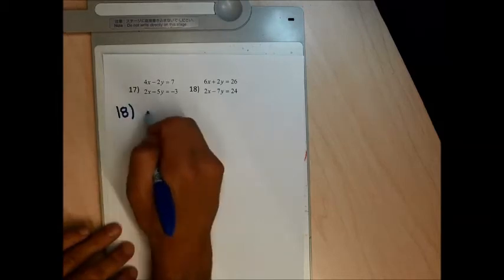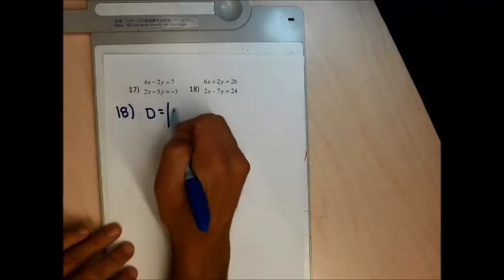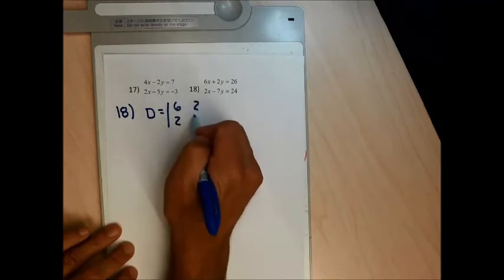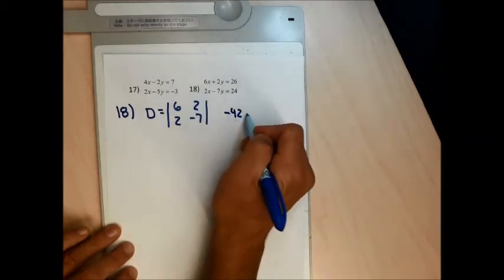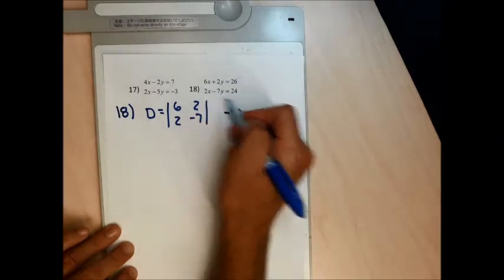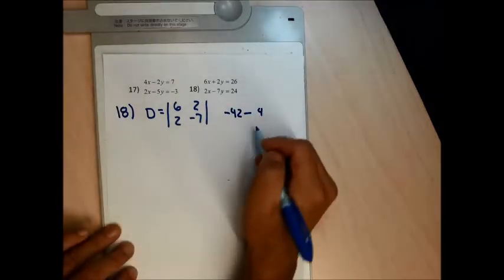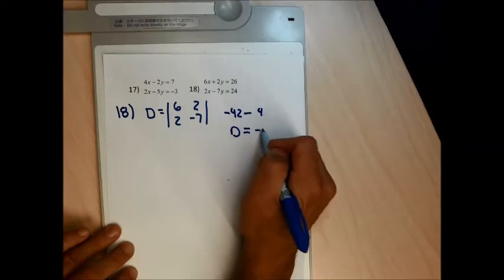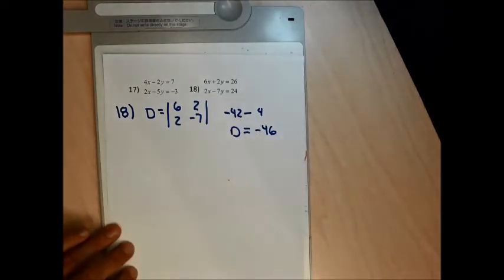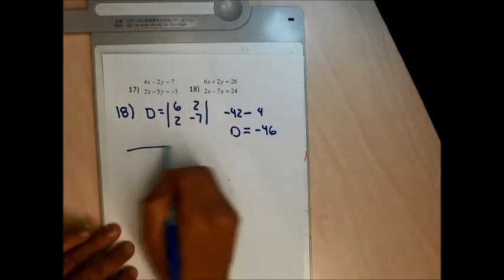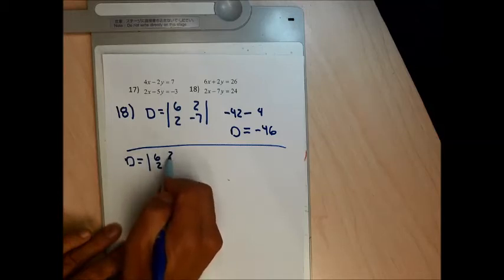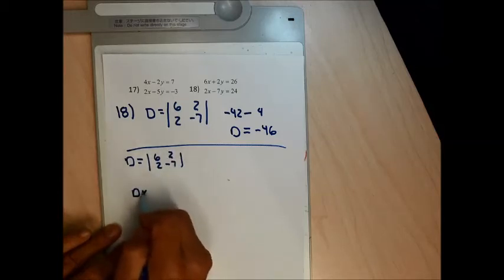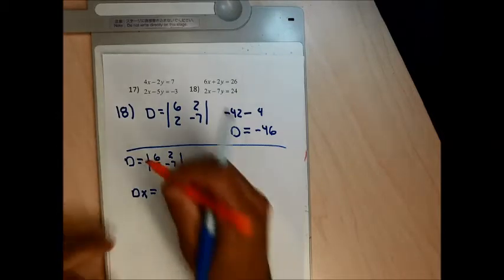So 18, I need to do the D determinant, which is going to be 6, 2, 2, negative 7, cross multiply down and get negative 42, put my subtraction sign, cross multiply up and get 4, negative 42 minus 4 is negative 46, so D is going to be minus 46. Notice I showed a little bit less, because I can do that multiplication in my head. Now into the D sub x world, I need to have that D right at my fingertips so I know what to change. To do the D sub x, you change the number in the x column of the D matrix to the number in the equal column.